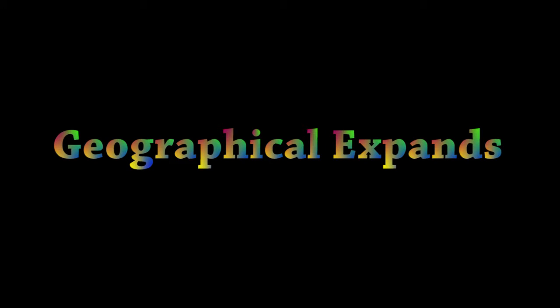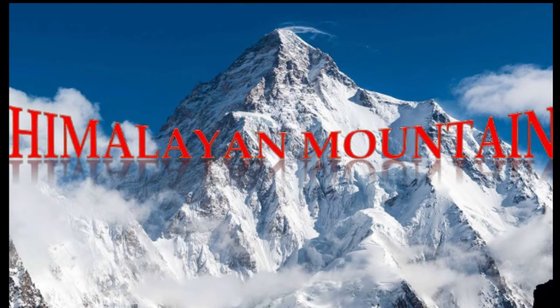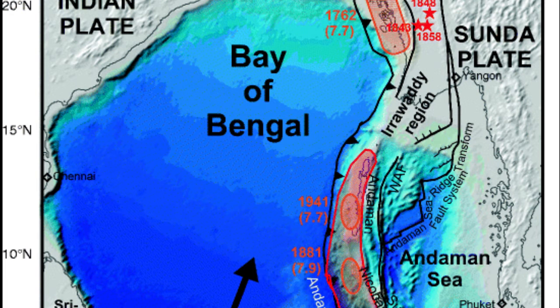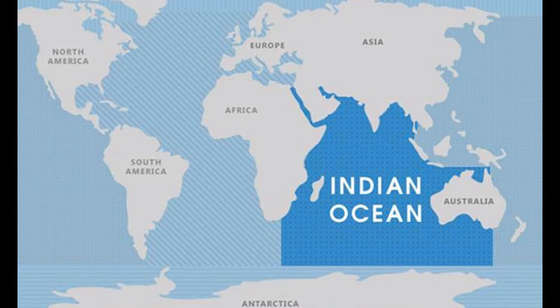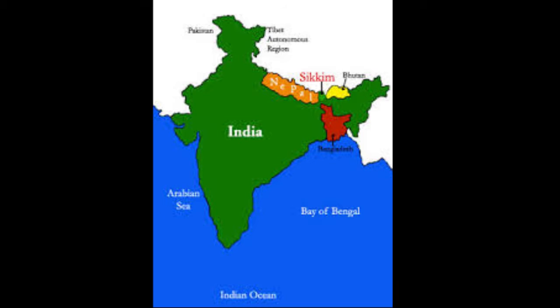India is a country of vast geographical expanse. In the north, it is bounded by the lofty Himalayas, the Arabian Sea in the west, the Bay of Bengal in the east, and the Indian Ocean in the south. These are the boundaries of India. India has an area of about 3.28 million square kilometers. It is the second most populous country of the world after China.